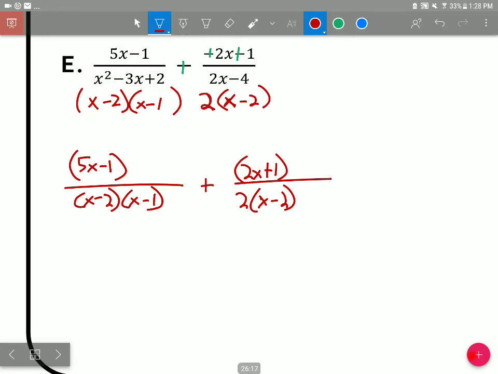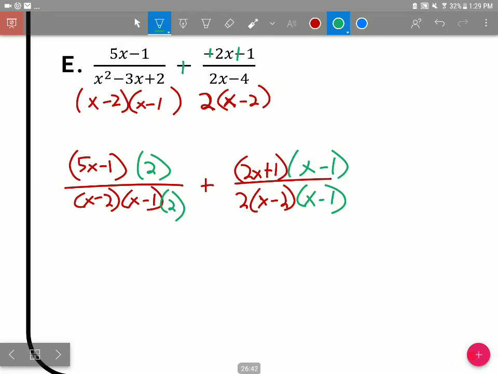All right, what does the first fraction need? A 2. So 2 on top, 2 on bottom. What does the second fraction need? And then x minus 1. Excellent. X minus 1, x minus 1. All right, what do we do next? Multiply at the top and combine. Good. Y'all go ahead and do that.